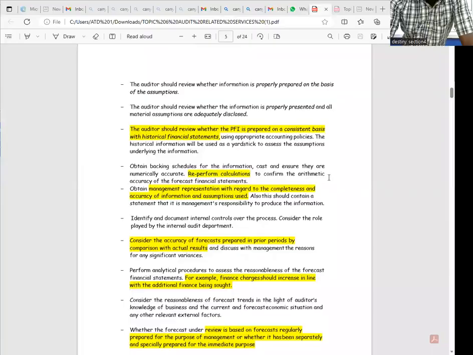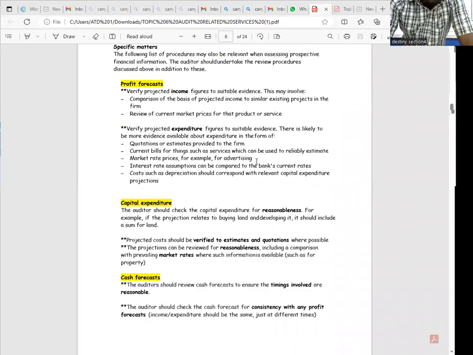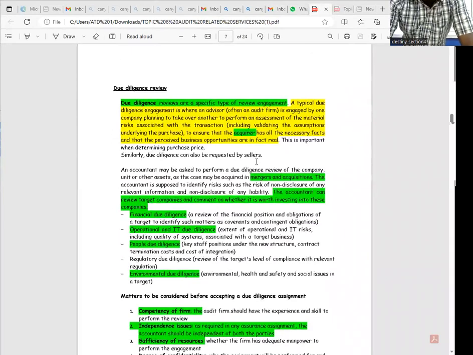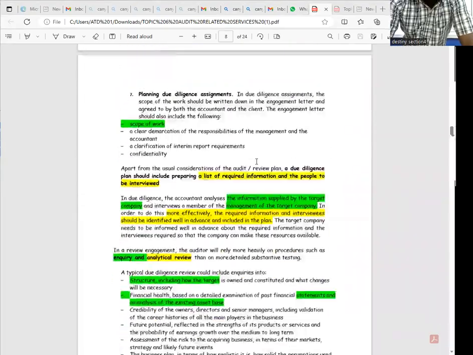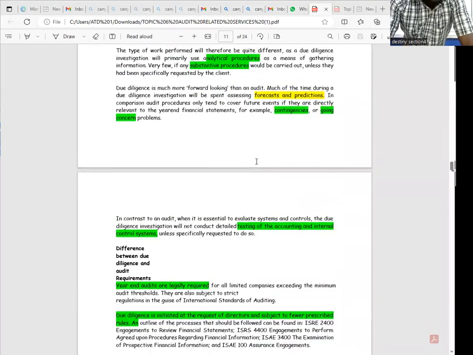So let's bring that one to an end there. We'll move on to another subtopic. So our next subtopic is this part of due diligence review. That's our next area.